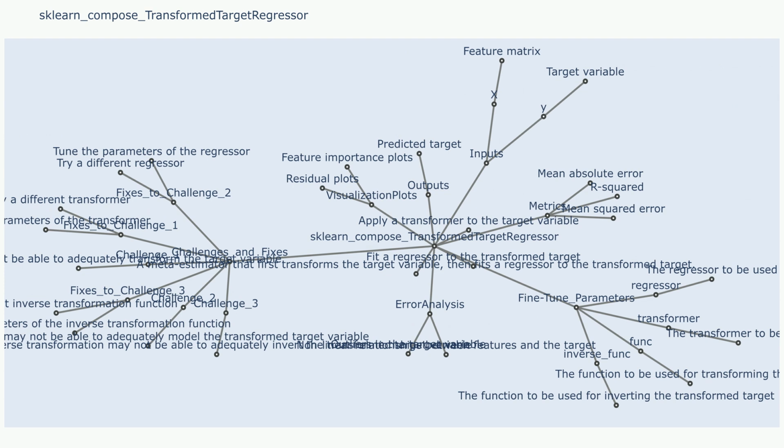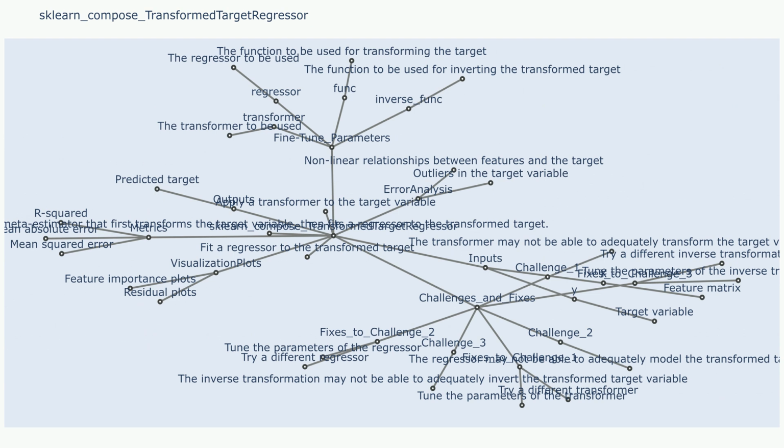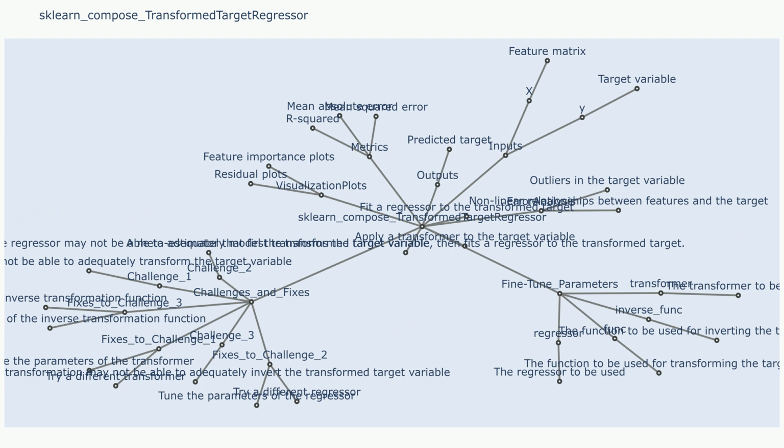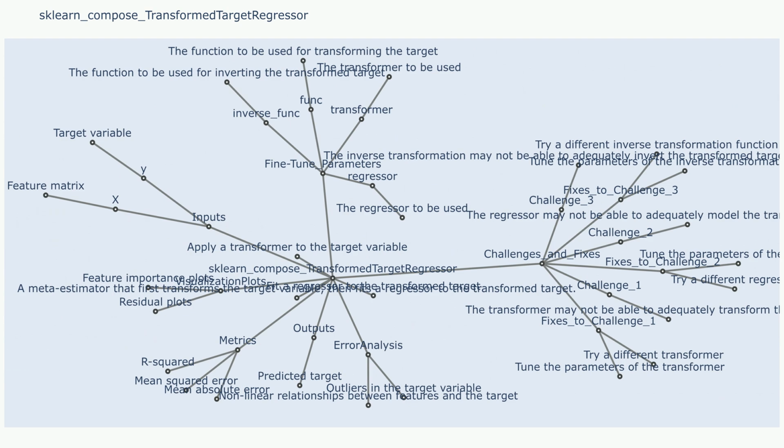Inputs. Regressor. The regressor that will be fitted to the transformed target. This can be any regressor that implements the fit and predict methods. Transformer. The transformer that will be used to transform the target variable. This can be any transformer that implements the fit and transform methods. Outputs. Predictions. The predictions of the regressor on the transformed target. Transformed target. The transformed target variable.